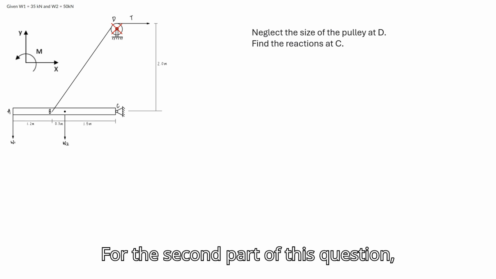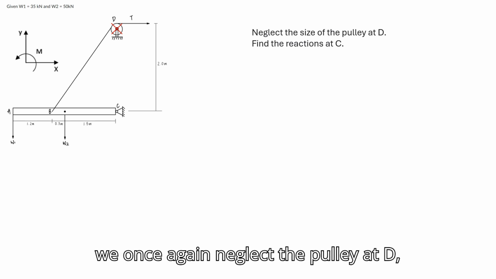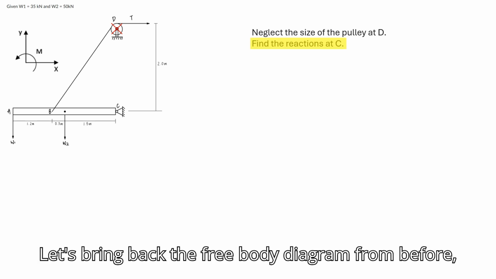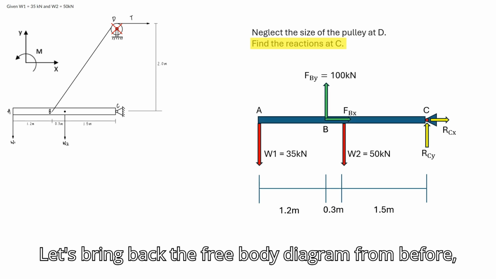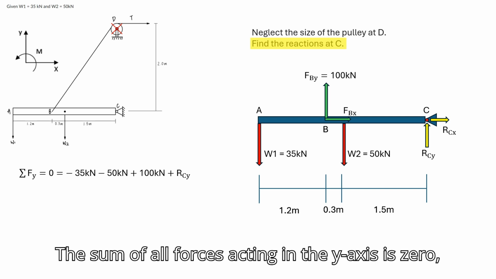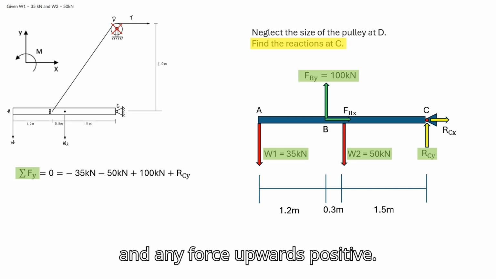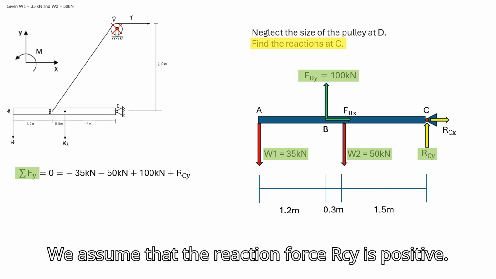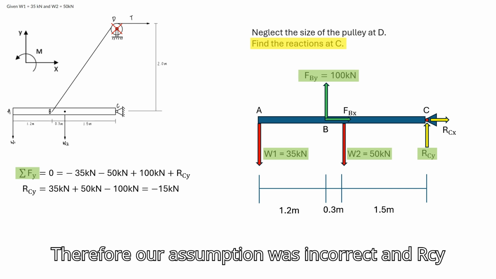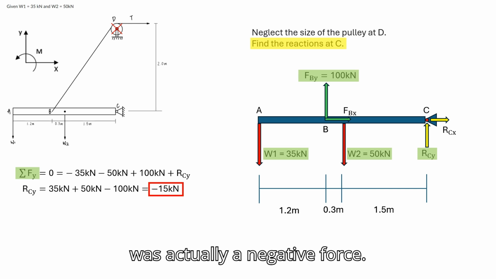For the second part of this question, we once again neglect the pulley at D, and this time are tasked with finding the reactions at C. Let's bring back the free body diagram from before, and let's start by making an equilibrium equation for the y-axis. The sum of all forces acting in the y-axis is 0, and any force downwards is negative, and any force upwards is positive. We assume that the reaction force RCY is positive. We solve for RCY and it's negative 15 kilonewtons. Therefore, our assumption was incorrect, and RCY was actually a negative force.